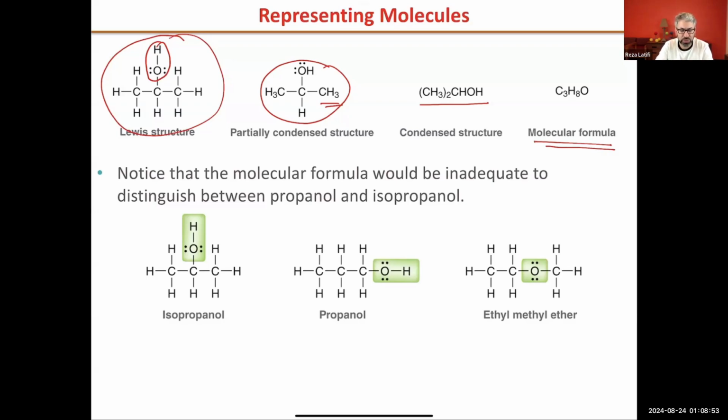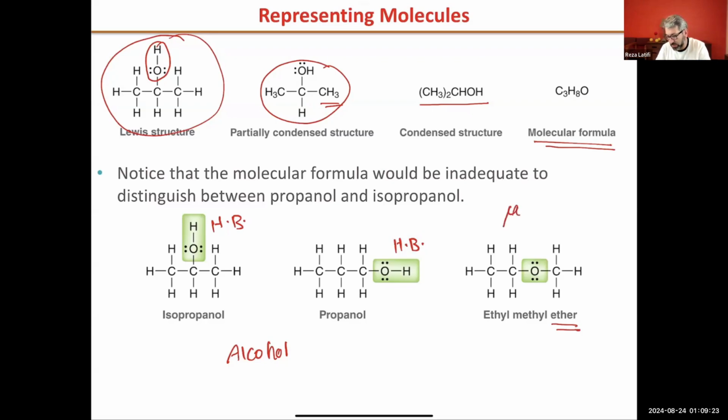OH can be attached to the second carbon, or the first carbon, or maybe it's a bridge between two carbons. So the first and second ones are alcohols, while the last one is an ether. Here you have hydrogen bonding, hydrogen bonding as well, and the last one is aprotic, doesn't have any hydrogen bonding, but it's polar.